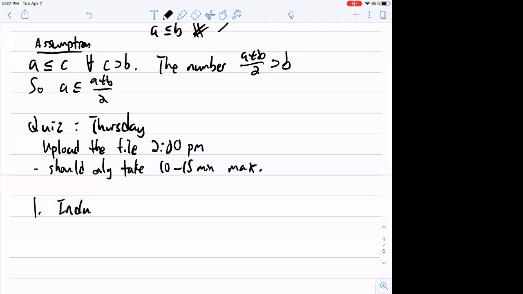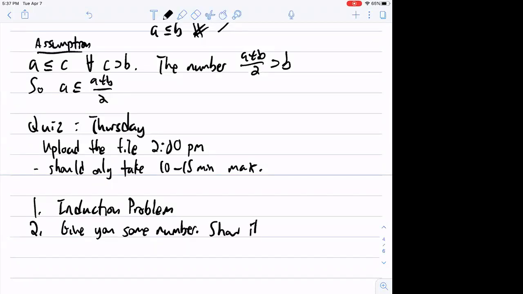So question 1 will be an induction problem. I'll ask you to prove something using induction. And the second one is I'll give you some number, and your job is to show it is not rational. So there are 2 questions on the quiz.